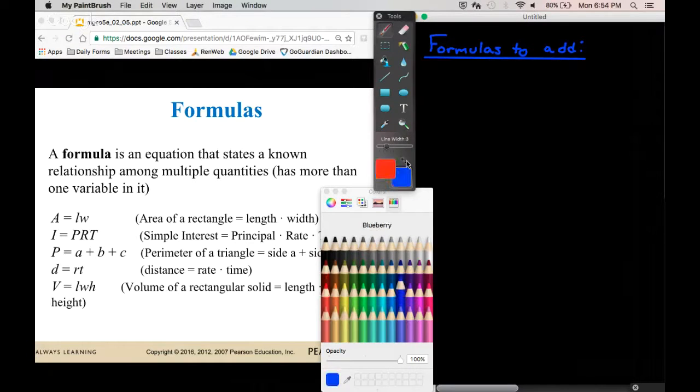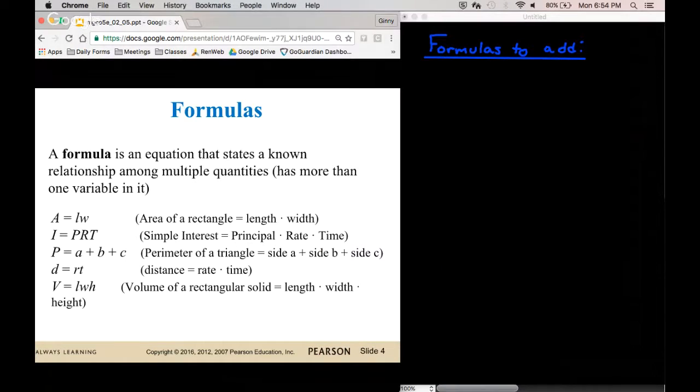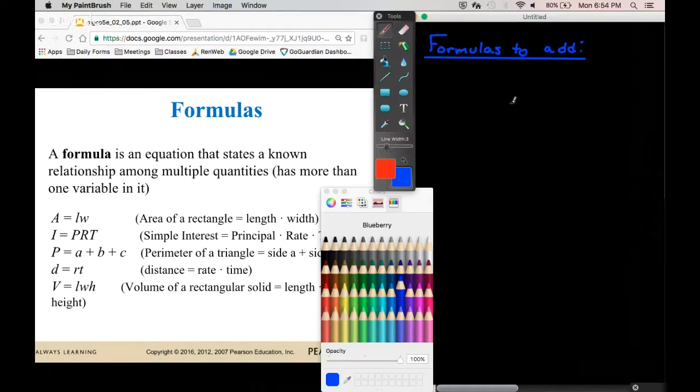All right. Your area, your simple interest. You're definitely going to want to write down your simple interest. So things I expect to see added to your formula section is your area, interest, perimeter, distance, and volume.